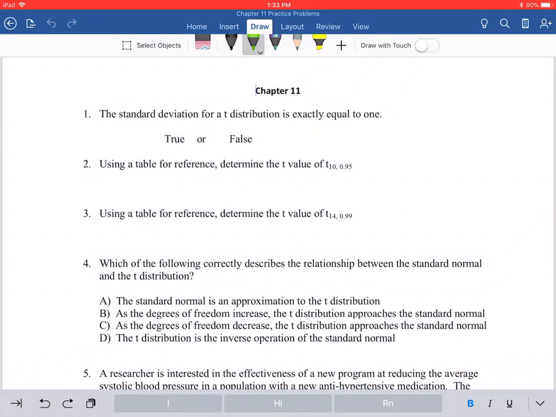So let's begin. Going through each question here, the standard deviation for the t-distribution is exactly equal to 1. That is false. It is not equal to 1. It's actually a little bit bigger than 1. You can find this in your book on page 240 if you are interested in reading more. It's at the very bottom in the footnote.